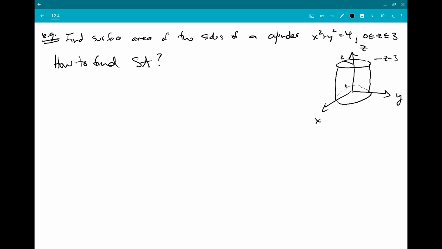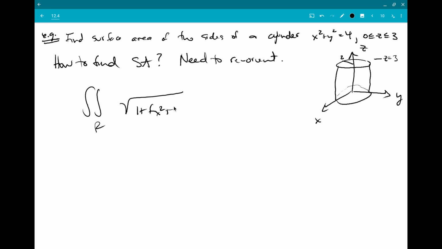So how are we going to find the surface area? If I just gave you this problem after everything we did up to this point, you would say, okay, I know my surface is this, but I can't solve for z, so I can't take derivatives. What am I supposed to do? So we need to reorient the problem. Instead of finding over the region R, root 1 plus f_x squared plus f_y squared dA, we have to change so that we're thinking about something that depends on x and z or y and z, and that will help us out a bit more.